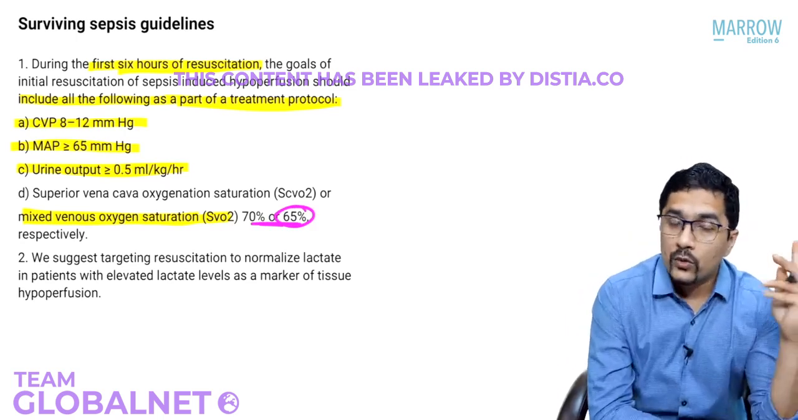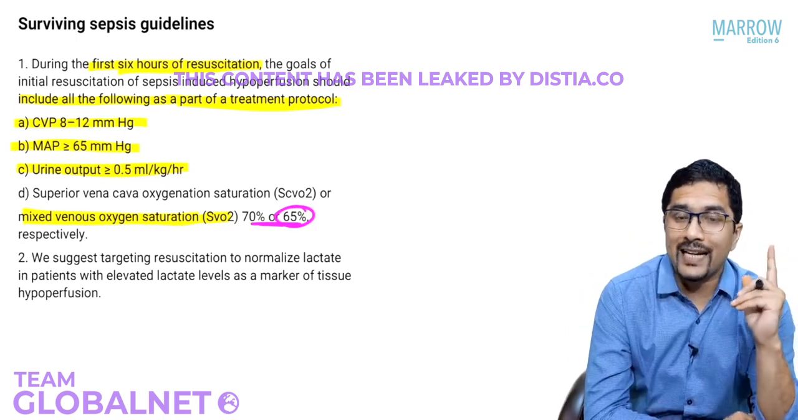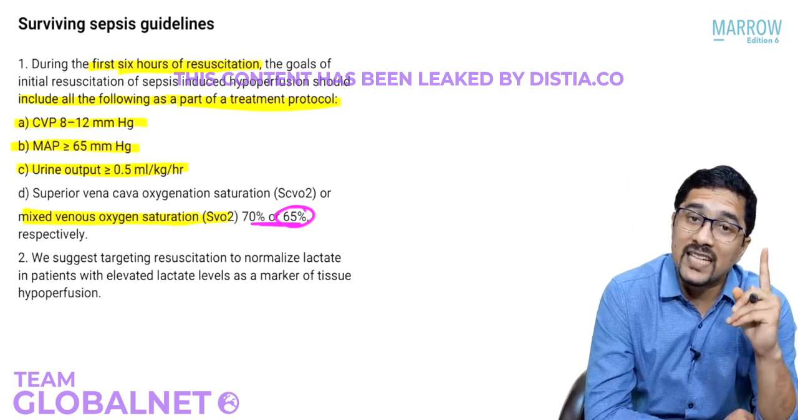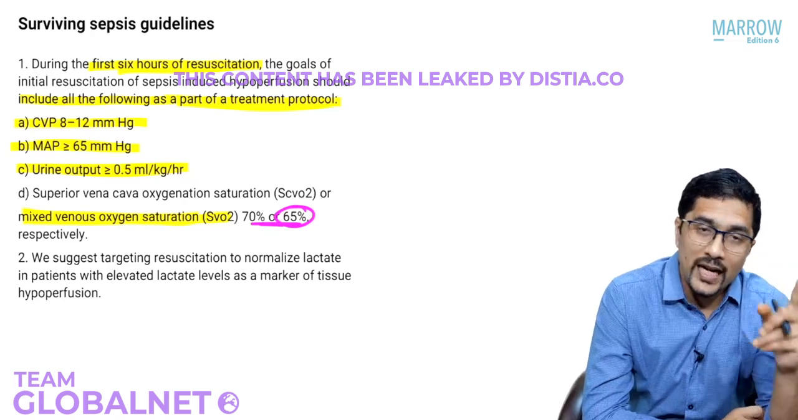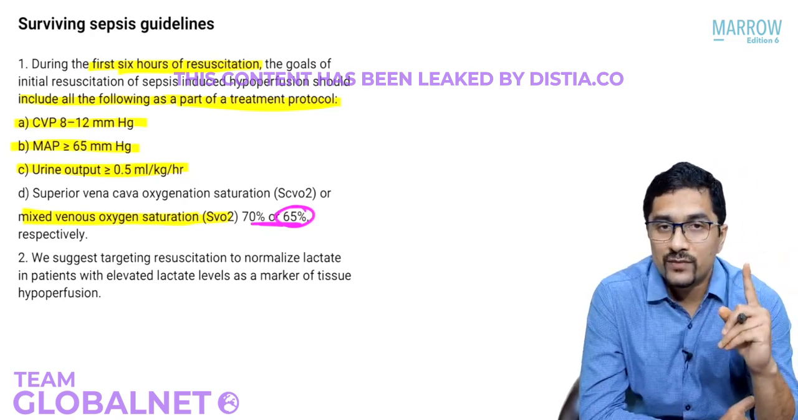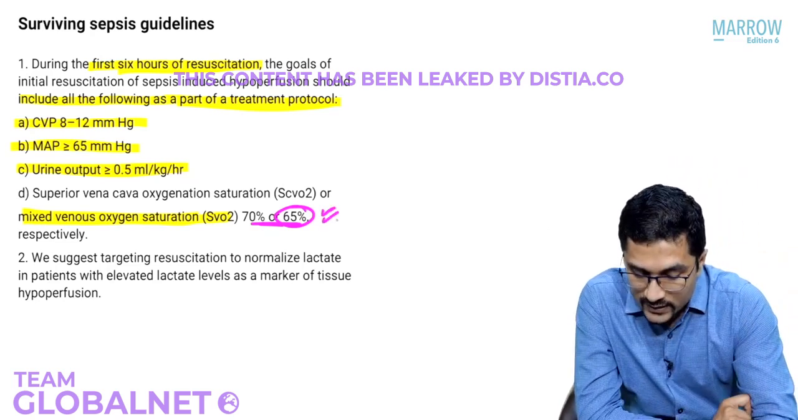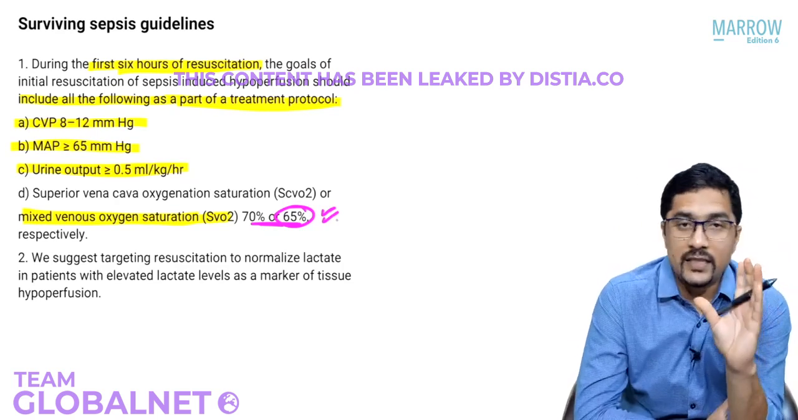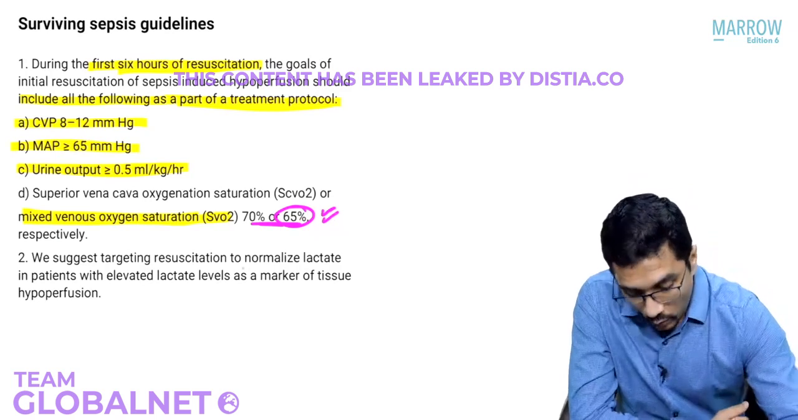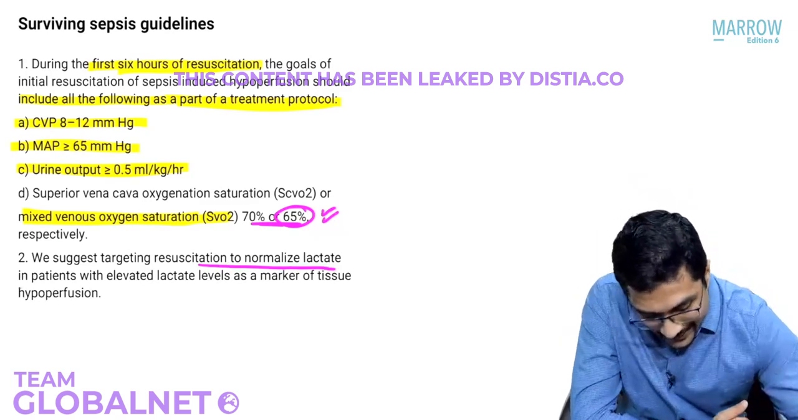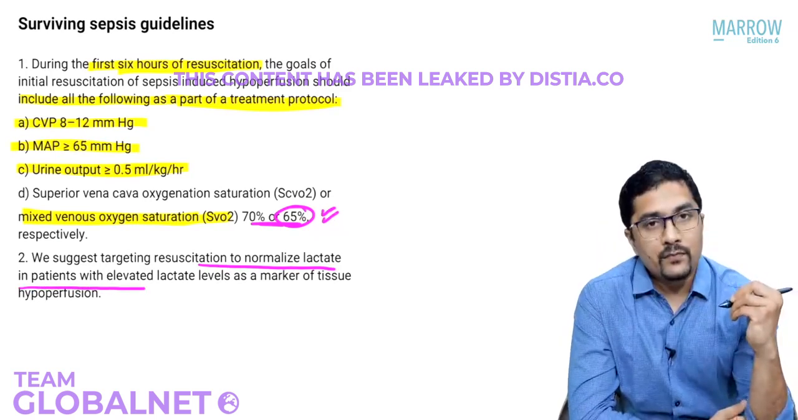I told you some time back that MVOS in sepsis is increased and we have to maintain it that way so that adequate oxygen reaches the tissues. So the MVOS in sepsis should be kept between 65 to 70. Okay. Also, we need to normalize lactate in these patients.